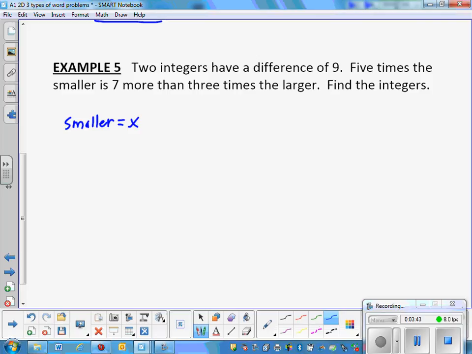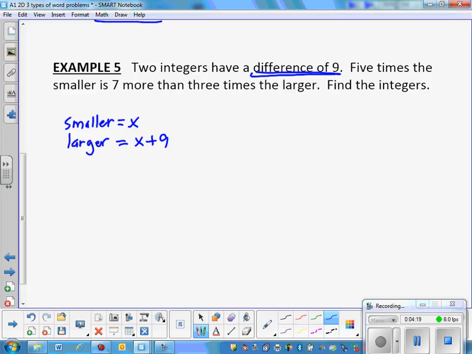It says 5 times the smaller is 7 more than 3 times the larger. If the difference of our 2 numbers is 9, we know that I have another number, we'll call it our larger number. It's going to be larger, and there's a difference of 9. So if it's larger, that means I'm going to add to it. So I'm going to add the 9 to it. So the small number is x. The large number will be represented by the expression x plus 9.